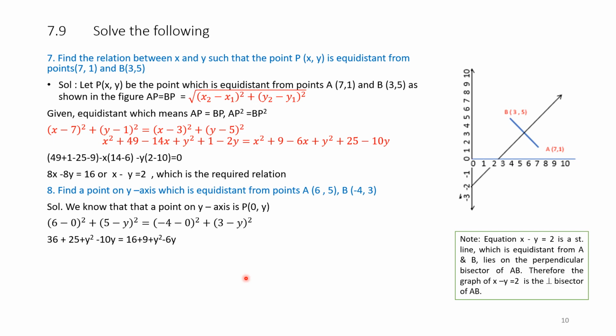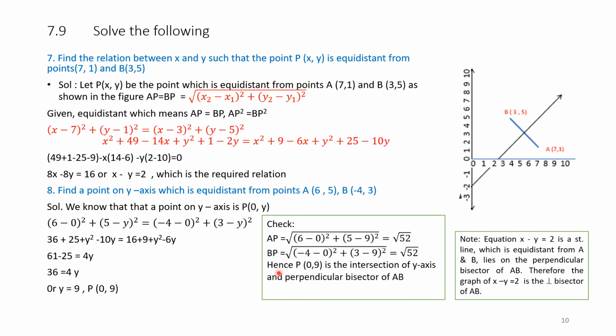Therefore, simplifying, we get 61 minus 25, that is equal to 4y, or 4y is equal to 36, or y is equal to 9. Therefore, point P's coordinates are (0, 9). This is the answer.